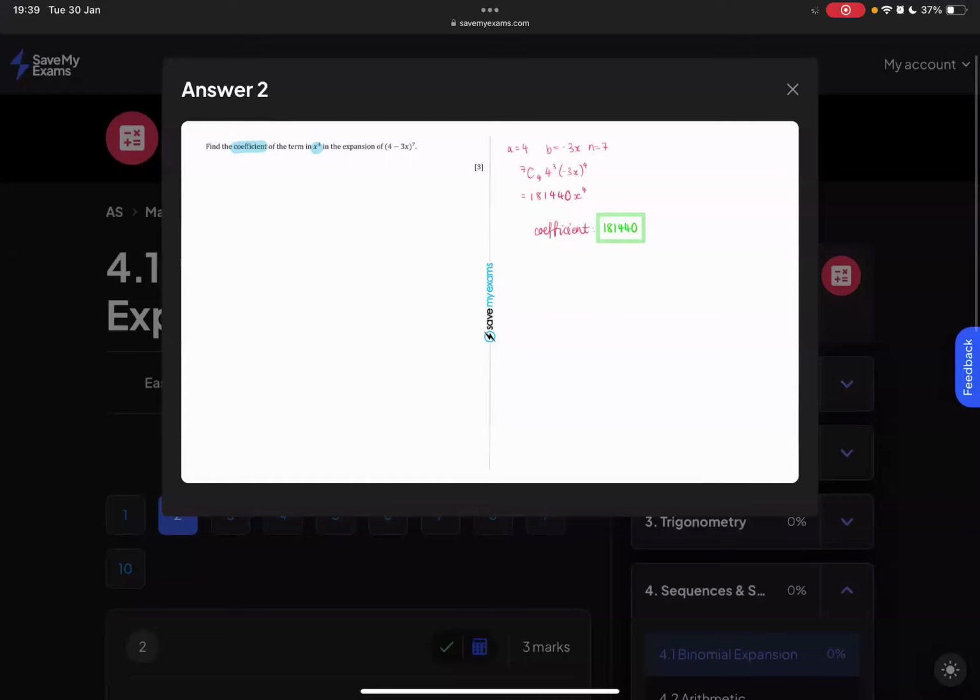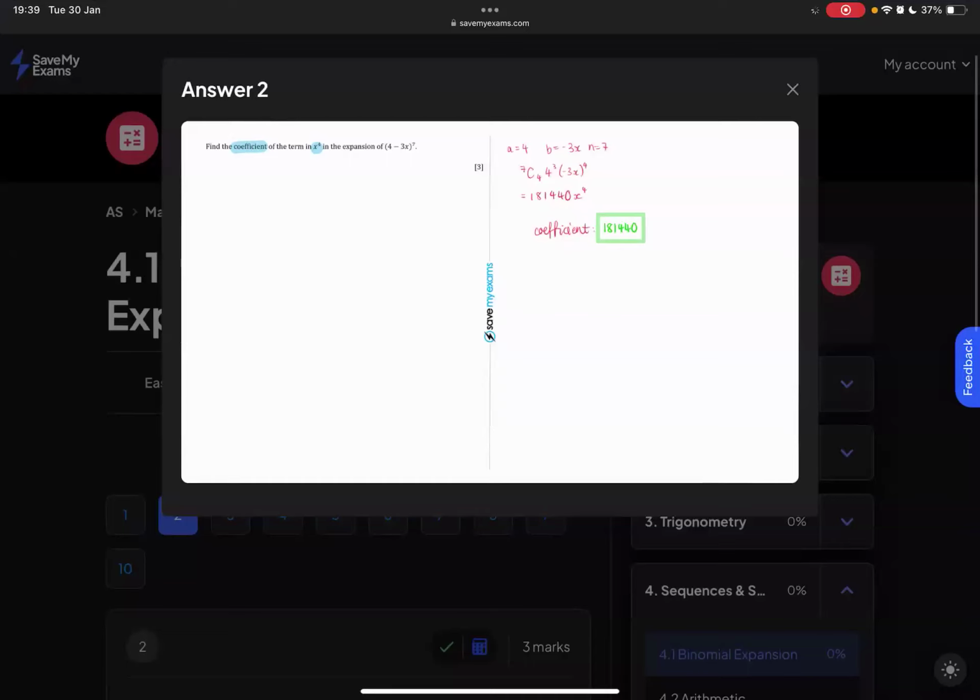7C4. Check your notebook. You wrote the same thing over there: 7C4, 4 to the power 3, minus 3x to the power 4. So minus 3 to the power 4 is what? 81.